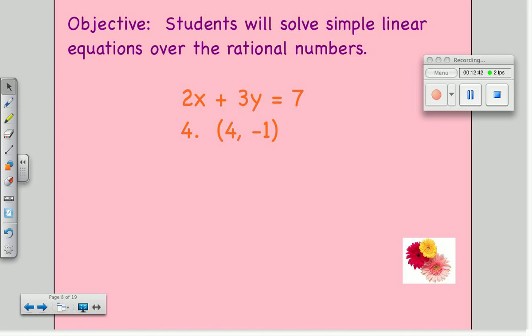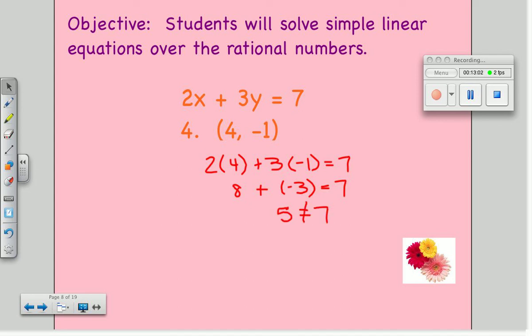How about 4 and negative 1? 2 times 4 plus 3 times negative 1. 2 times 4 is 8. 3 times negative 1 is negative 3. Does that equal 7? 8 plus negative 3 is 5. Does 5 equal 7? No. So your answer is no.